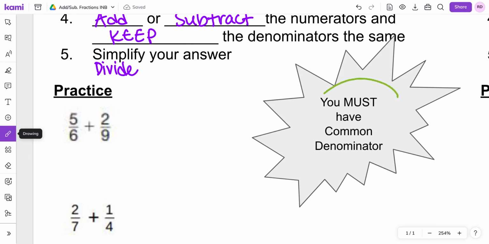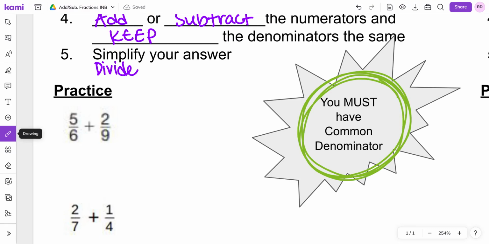Over here, we give you a nice little reminder that you must always have a common denominator when you're going to add and subtract your fractions. That's the only way for it to work.